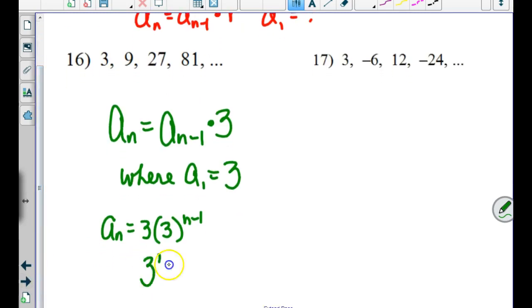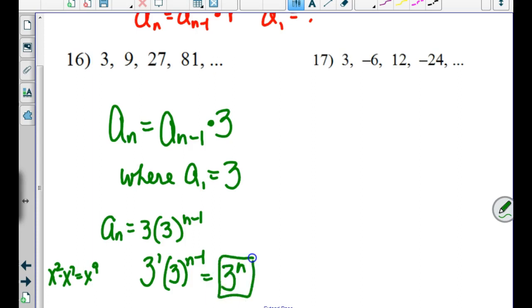This is 3 to the 1 times 3 to the n minus 1. When you have the same base, what can you do with the exponents? What is x squared times x to the 7th? You add them, right? So this could also be, this is an explicit formula for this.